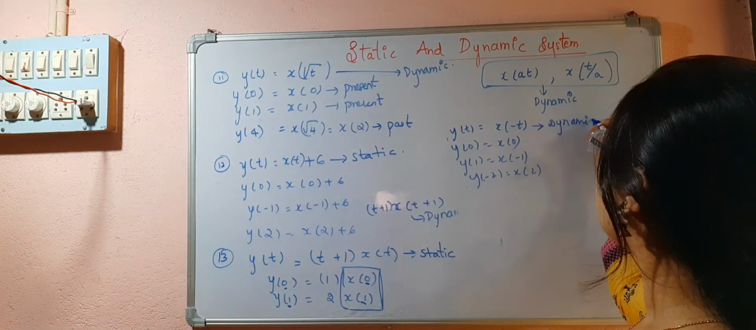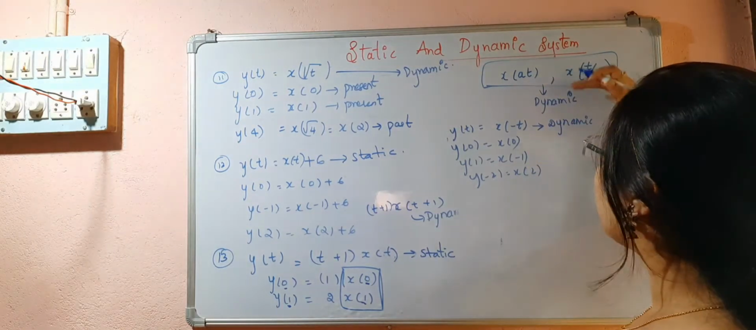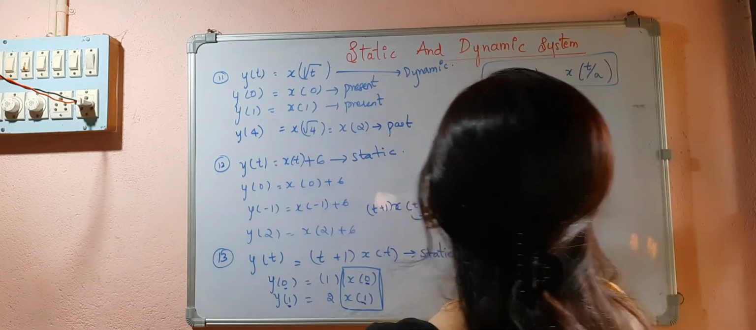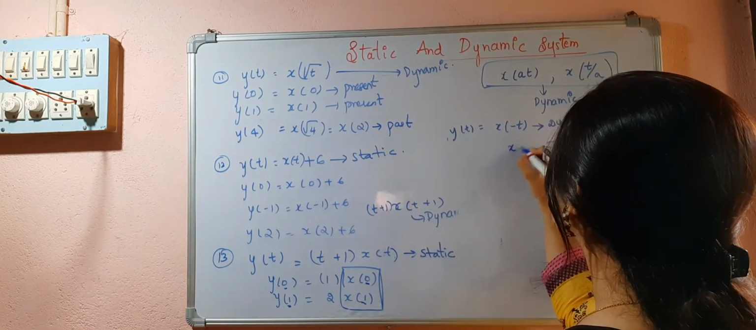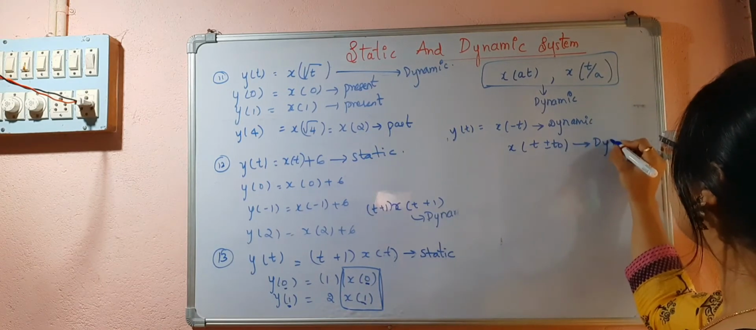Time reversal is nothing but a special case of scaling. So when you perform the scaling, the system becomes dynamic. And also if you perform the shifting, x of t plus or minus t naught, then the system becomes dynamic.